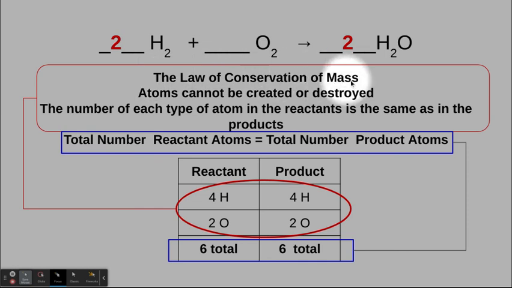The law of conservation of mass states that atoms cannot be created or destroyed. So what this means is that the number of each type of atom in the reactants is the same as in the products, and that the total number of reactant atoms equals the total number of product atoms. This is my chart where I counted the reactants and products in my final balanced equation, as well as the total number. 4 plus 2 is 6, and that's equal in the reactants and products.